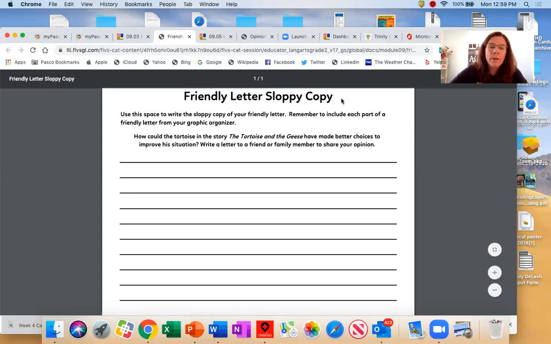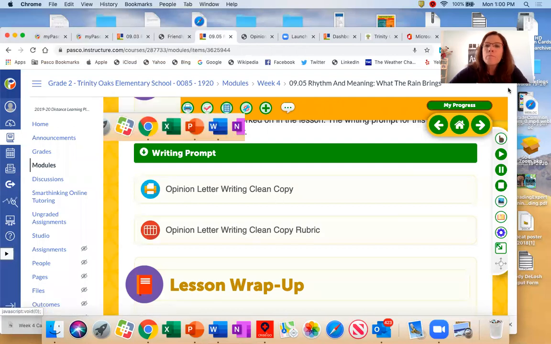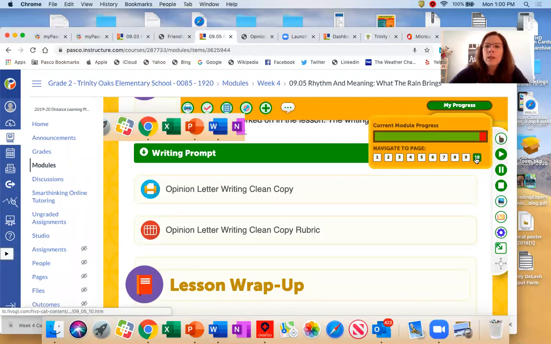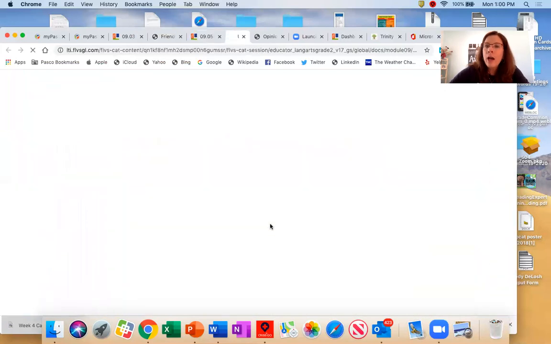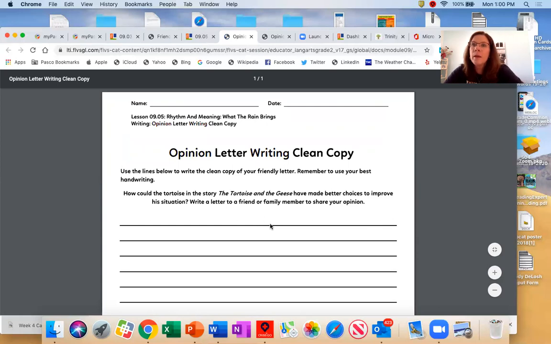Now, this was a sloppy copy. You're just writing down your thoughts. You're using that graphic organizer. Some people kind of scratched through it a little bit. Some people typed on the piece. That's awesome. But now this week, what are you doing this week? This is week 4. You're looking at your page 10, and you are doing that clean copy. It looks like the same piece of paper, except now it says clean copy.